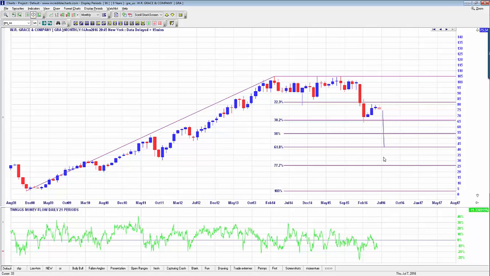But in terms of options, we could also look at the 72.50 September puts, which are currently 1.95. So those are the two different ways I'd look at trading that, and I'd look at a stop loss just above $81.